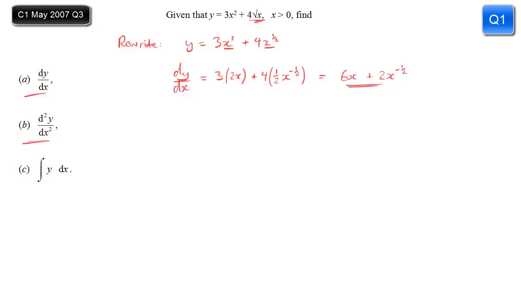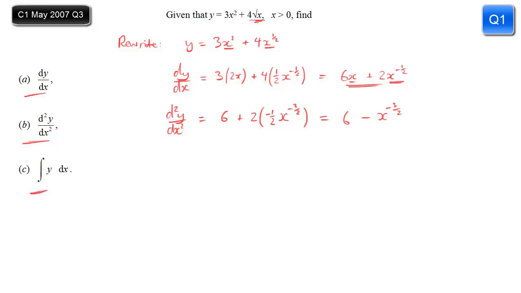Part B, it wants the second derivative, d2y by dx squared, so we're simply going to differentiate our answer from part A. So we have 6 lots of what you get when you differentiate x, which is just 1, so we get 6. And then 2 lots of, well, if we differentiate x to the power minus 1/2, multiplied by the power, so we have minus 1/2, and when you decrease the power by 1, you get minus 3 over 2. And again, that is really the answer, but we'll tidy it up. 2 times minus 1/2 is minus 1, so it's 6 minus x to the power minus 3 over 2.